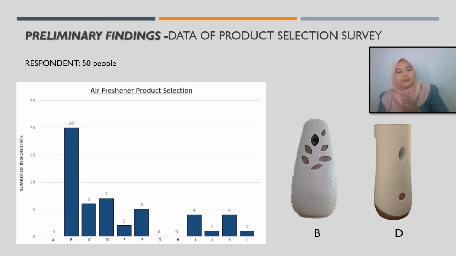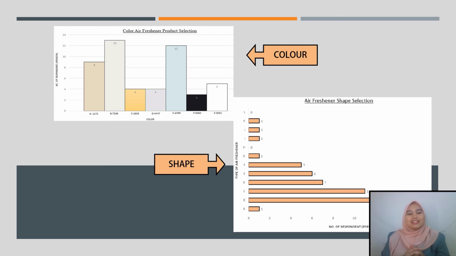Okay, this part shows preliminary findings about the product selection survey. The respondents for this survey were 50 people. The graph shows the air fresheners product selection, in which product B is higher than the other products. As you can see in the picture, product B looks very attractive compared to the next product, which is product D. Next is the data for color selection as well as shape selection.